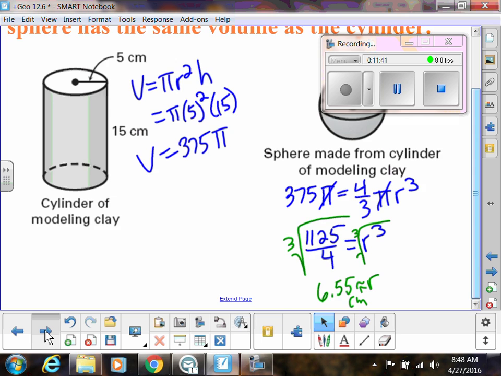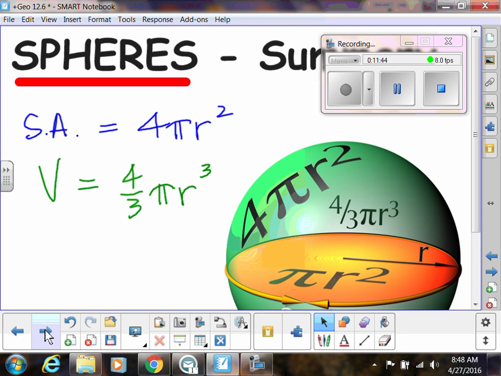So that's a really good problem of using our volume and equivalent volumes and then finding a certain dimension. All right, so here's our summary. Surface area of a sphere is 4 pi r squared. Volume of a sphere is 4/3 pi r cubed. And then, like I said, we're going to do more advanced problems in class.